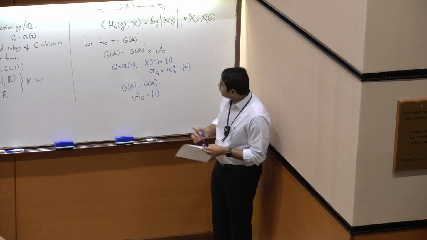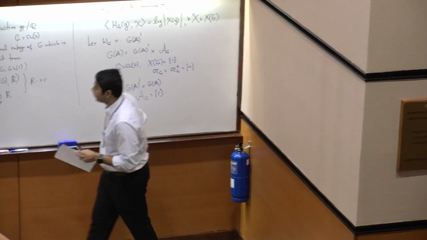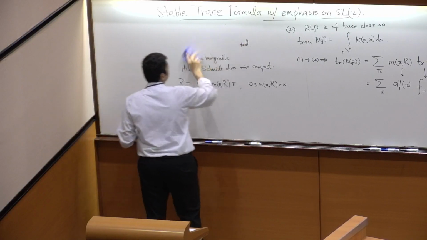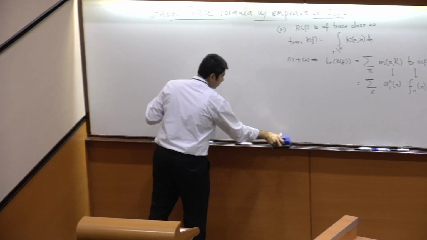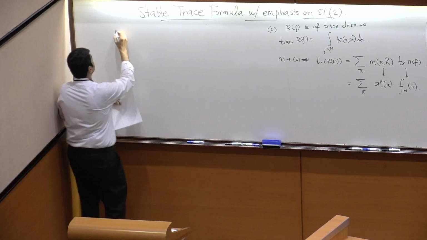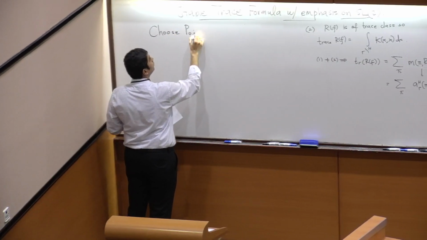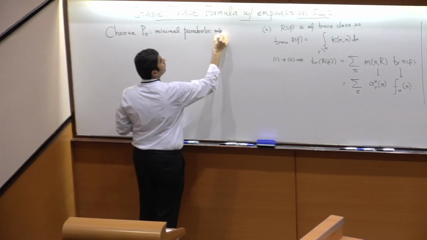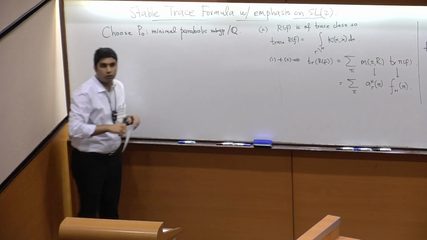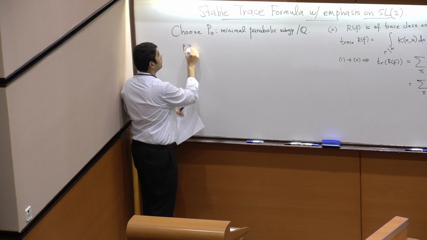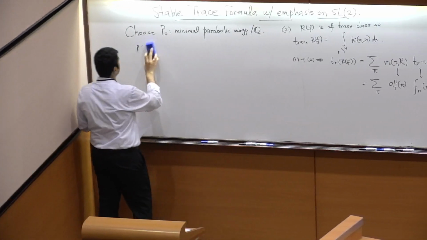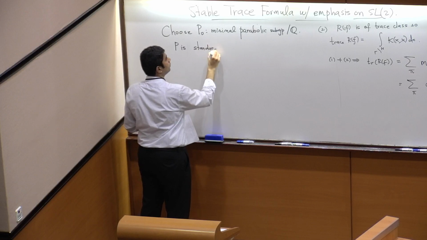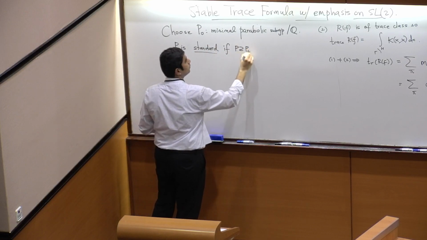Okay. So now the next thing is to choose a parabolic subgroup, and everything is happening with respect to that parabolic subgroup. So I will choose a minimal parabolic subgroup P_0, and you say that P is standard if it contains P_0.